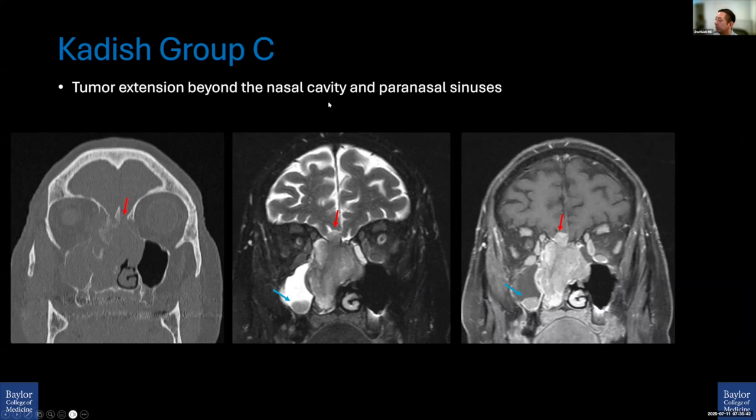And then here is Kadish group C. There's tumor extension beyond the nasal cavity and paranasal sinuses. So we see this aggressive, fairly midline sinonasal mass, and we can see that there is invasion into the dura, and that dural invasion makes it Kadish group C. And here's a little additional mass in the floor of the right maxillary sinus.